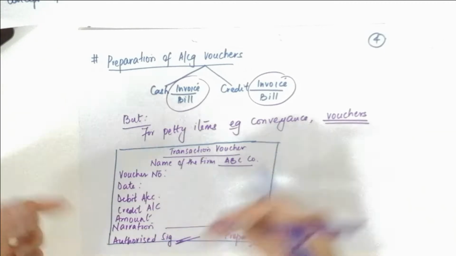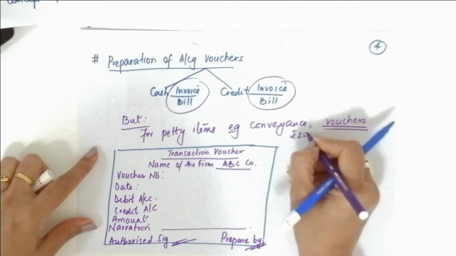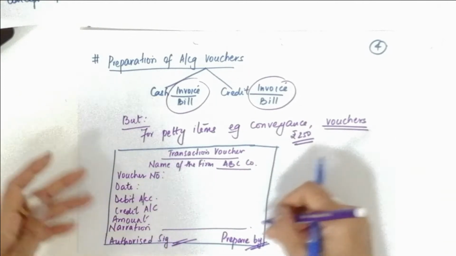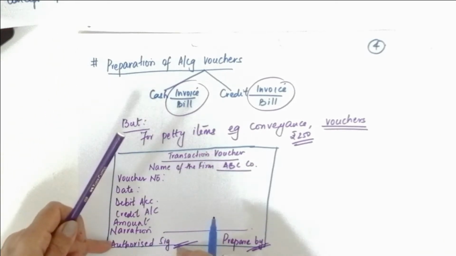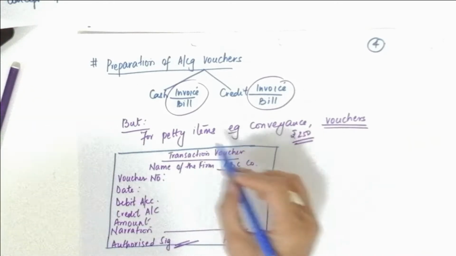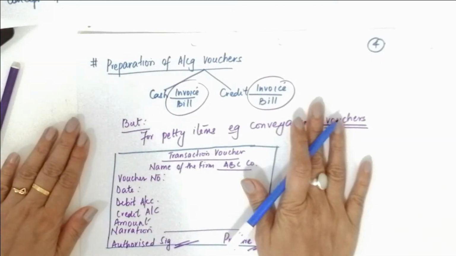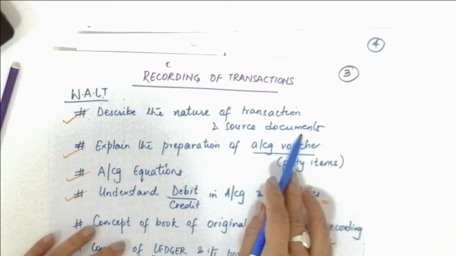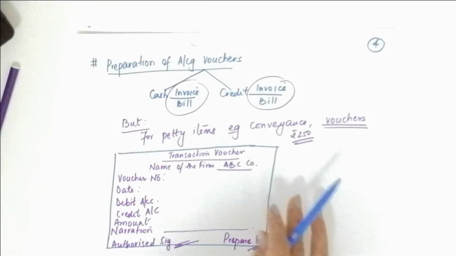Prepared by, for example, I am an employee, I use conveyance of, let's say, rupees 250. So I cannot generate the bill. So this is how I'll fill up the voucher, explaining my travel. I'll prepare it and give it to the accountant. It will be authorized, signed by my manager, and submitted to the accounts department. So this is for petty items, small items for which we don't get billed, right? So this is number 2. So we have already described the nature of transaction, source document, and I've explained what accounting vouchers are, which are prepared for petty items.